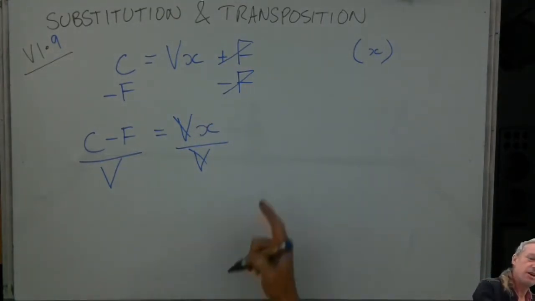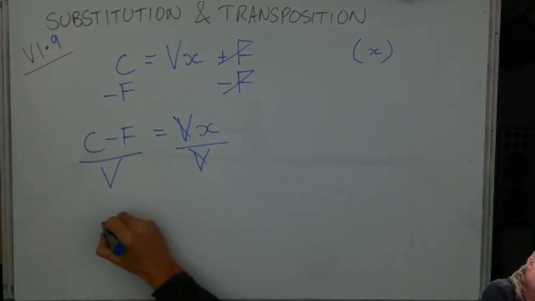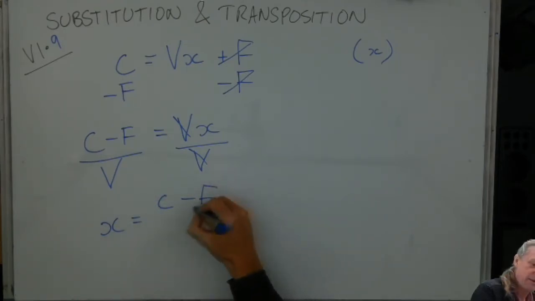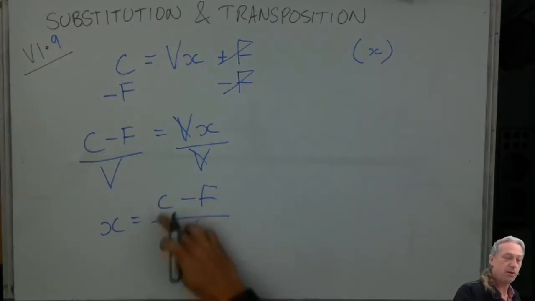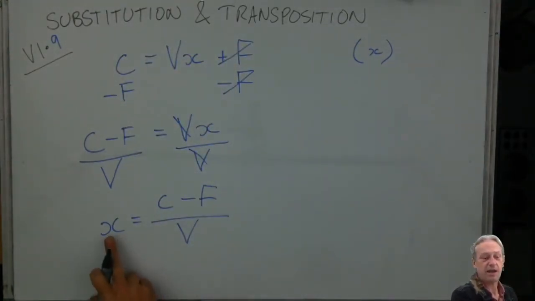So I'm just going to write it out. I'm going to put this x on the left-hand side. Equals c, take away f, all divided by v. And that's our transposed version of what we started with, except we've made x the subject.